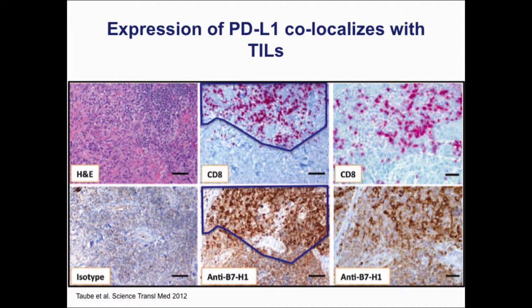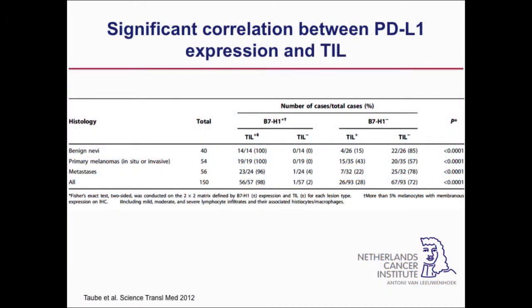So apparently in the area where we have PD-L1 expression, you can also find infiltrating CD8 T cells. And when they looked at quite a large number of tissues, so benign nevi, primary melanomas, and also metastasis, you can see, if you look at the ones that are PD-L1 positive and PD-L1 negative, that in case of PD-L1 positive, almost 100% of the tissues had a TIL present, whereas in the PD-L1 negative, the majority did not have any TIL. So there is co-localization and correlation between PD-L1 expression and the presence of TIL.